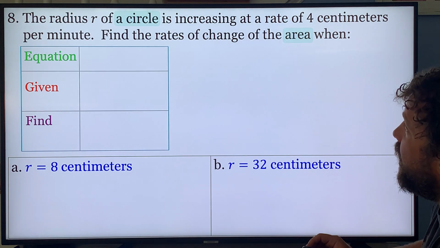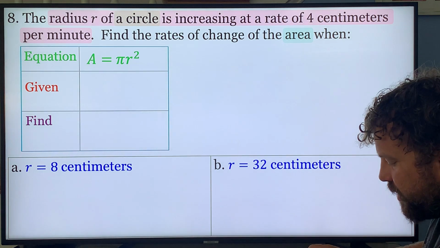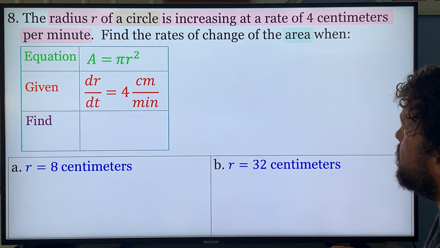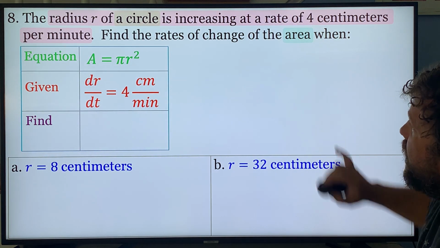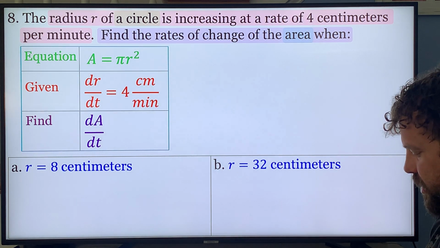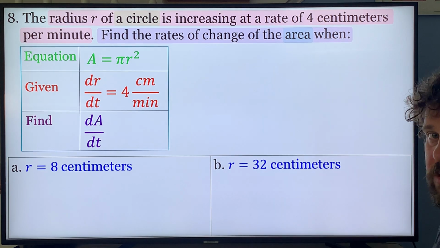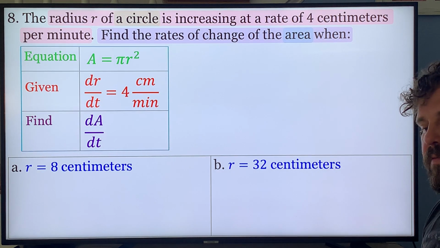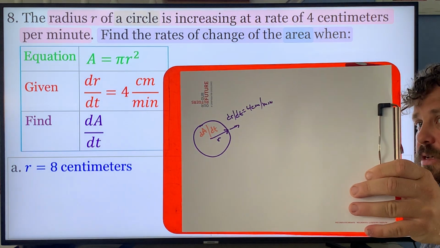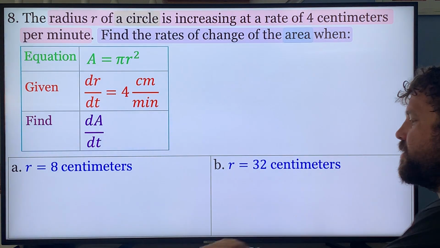So you have area of a circle is pi r squared. You're given it's increasing at a rate of 4 centimeters per minute. So that's what? dr/dt. What are you trying to find? The rate of change of the area. So you're looking for dA/dt. If you drew a picture, and you don't have to draw the picture, just to help you, you should have a circle. In the circle, it should say the radius is going outwards, okay?